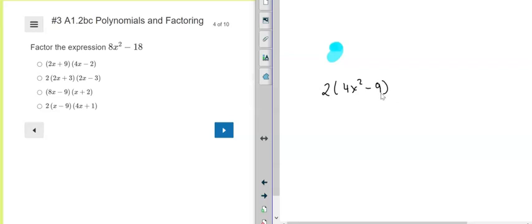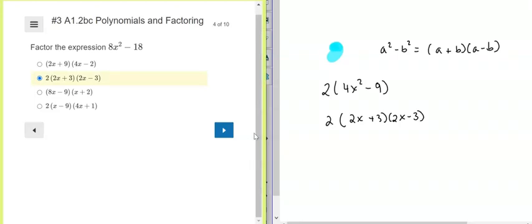And then I notice that these are perfect squares. So you can do a squared minus b squared, which is the difference of squares, which would be a plus b, a minus b. So this would be the square root of 4 is 2, so 2x, the square root of 9 is 3. 2x plus 3, and then 2x minus 3. And it would be this one. You can also compare the two answers by plugging in some number for x, changing it to a, and just confirming that they are equivalent. Okay.